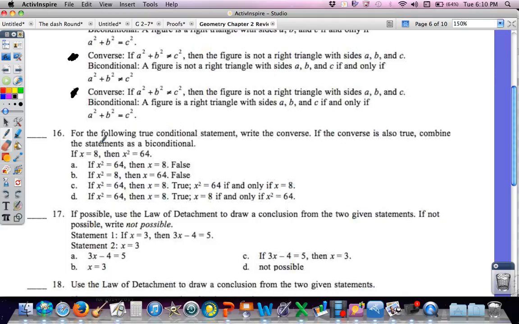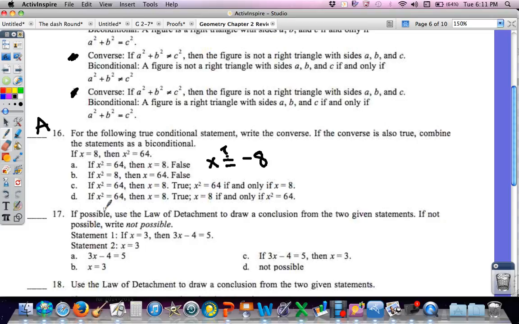Number 16, for the following true conditional statement, write the converse. If the converse is also true, combine the statements for a biconditional. If x is 8, then x squared equals 64. So the converse of that would be if x squared is 64, then x is equal to 8. That's false because x could be equal to negative 8, because negative 8 times negative 8 is also 64. So the correct answer is 8.